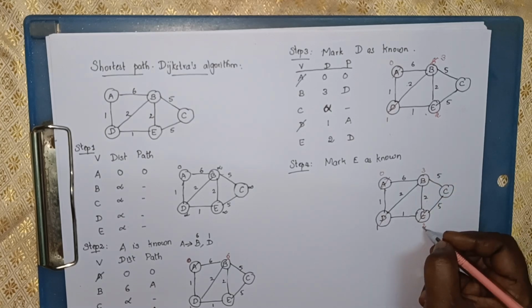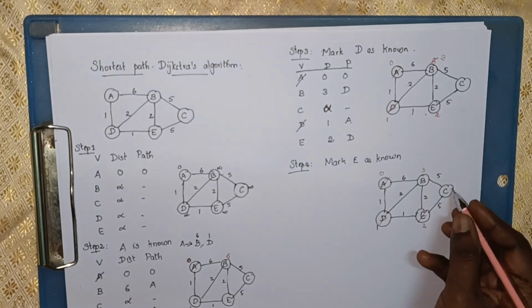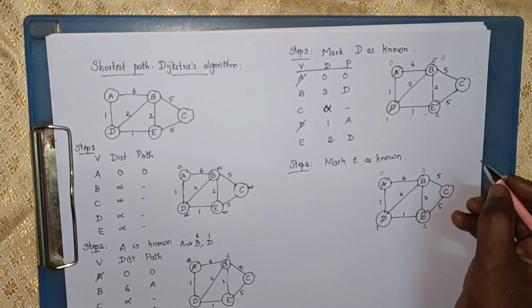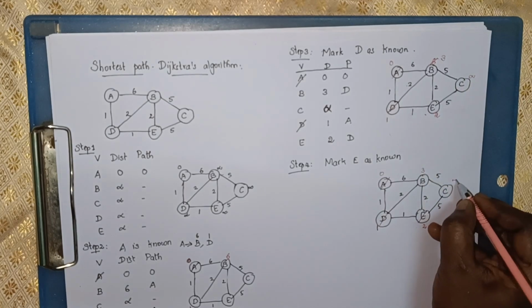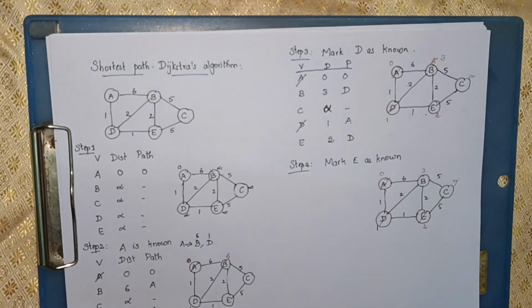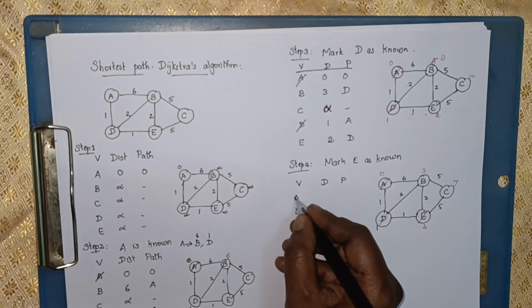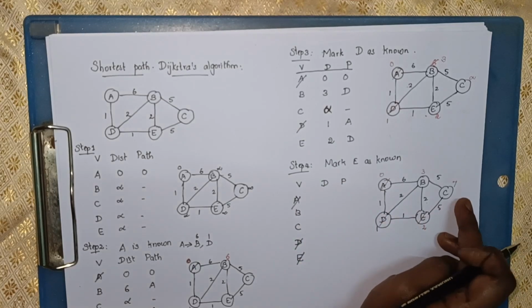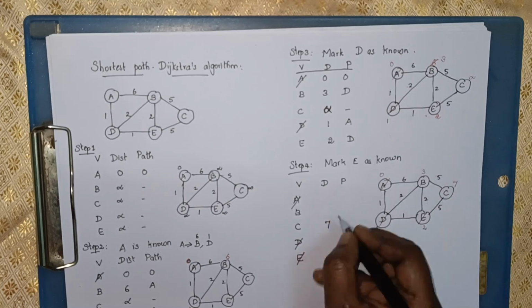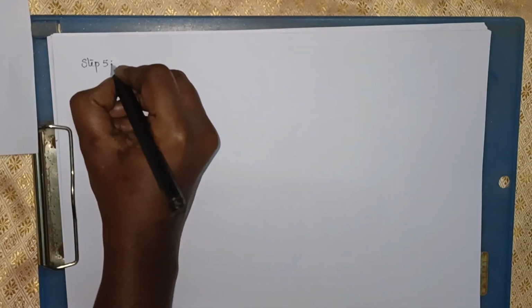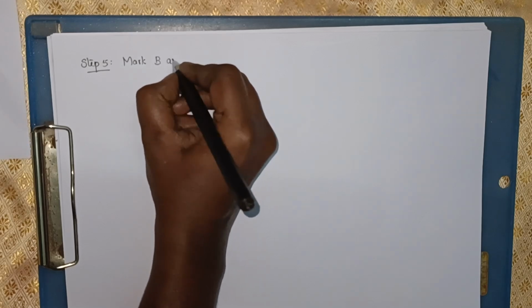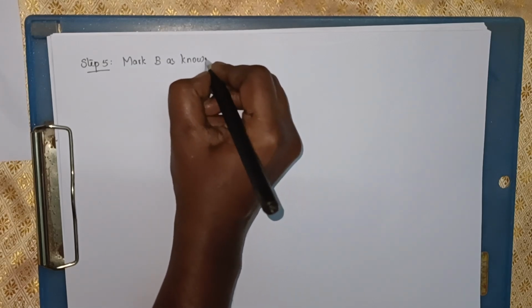Next from E, 2 plus 5 is 7. So it's not marked, it was just infinity earlier. So you are marking it as 7. Okay, now we are going to update the distance in the table again. We are going to make the changes. The only change we are making is C's value is 7. Mark B as known.